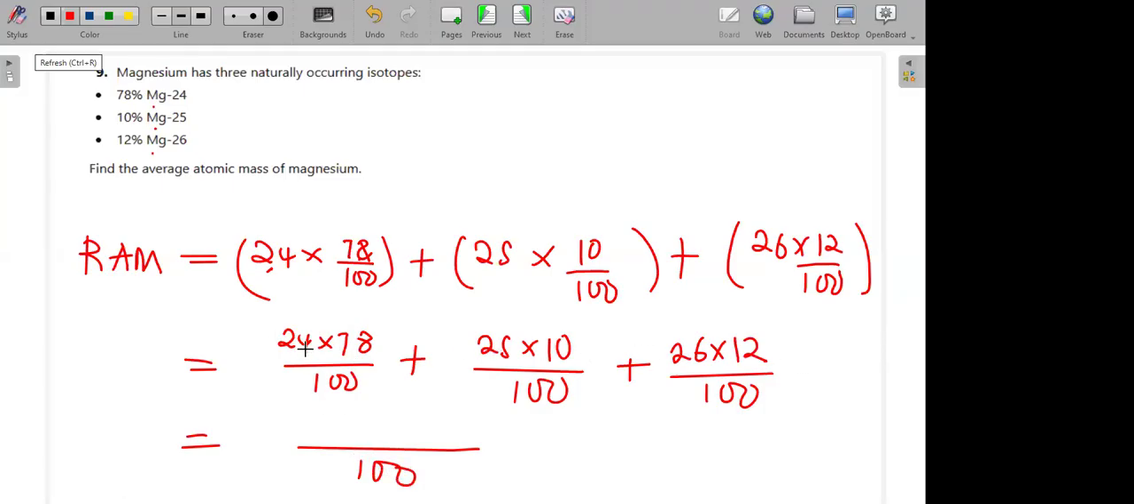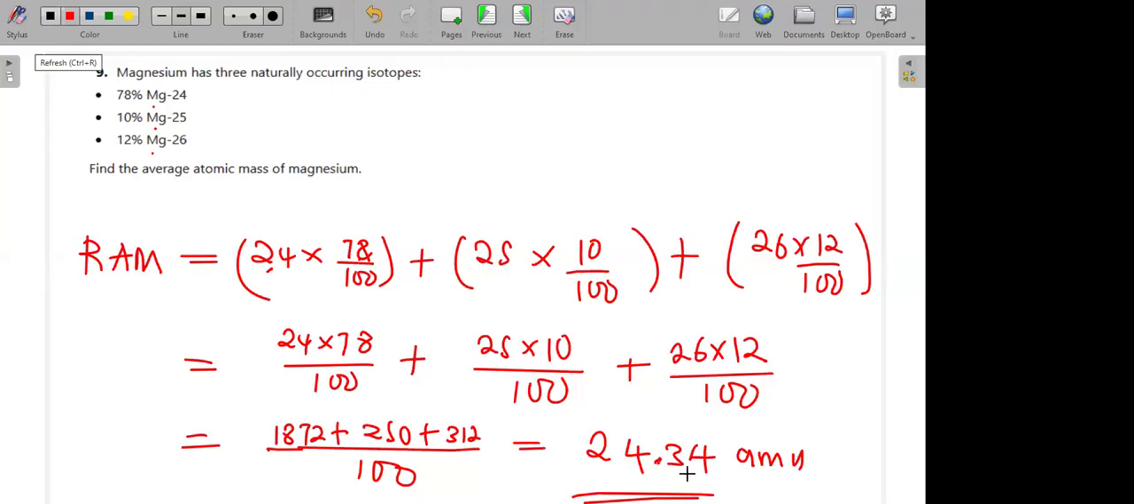24 multiplied by 78 gives me 1872, plus 25 multiplied by 10, that will be 250, plus 26 multiplied by 12, that gives me 312. Let me punch this on my calculator. I get 24.34 atomic mass units, when rounded off to two decimal places. Any questions there, guys?